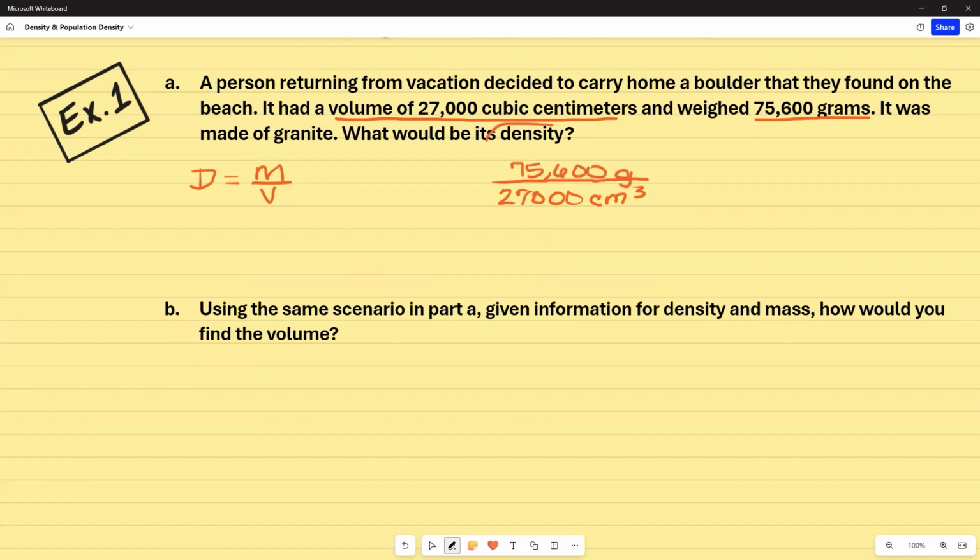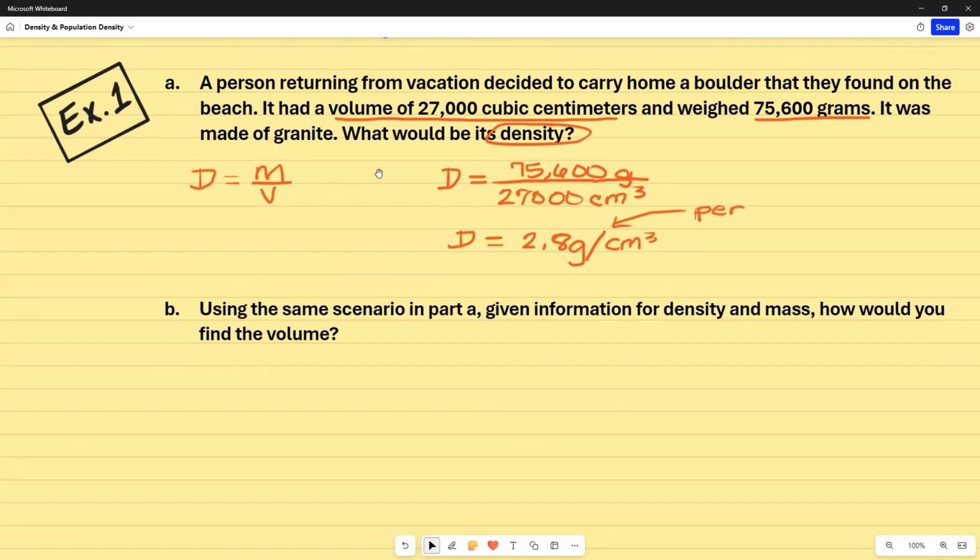It says what will be the density. So that's what we're looking for. And that's going to be on the side by itself. If I put this in the calculator, that's going to give you 2.8. Keep up with your units. In the numerator, I have grams per cubic centimeters. So this is what I mean when I said density will usually have per in the word problem.